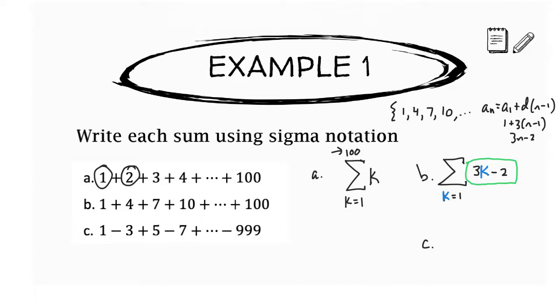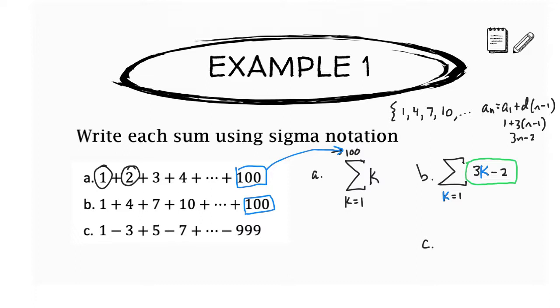Okay, now last, to complete letter B, I'll have to come up with the upper limit. And be very, very careful here. The upper limit is not, in this case, 100. Now, why is that? In letter A, my upper limit was simply the last term, right? But be careful with that.